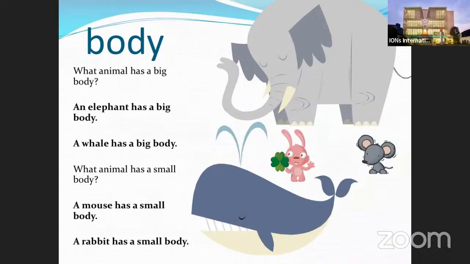Welcome back, everyone. So today we are going to learn about animals' body parts. In this one we can see there are four animals on the screen. Who can guess what animals? The first one is an elephant. It has a big body. And how about the whale? The whale has a big body as well. And we can see there is a rabbit and a mouse. These animals have a small body.